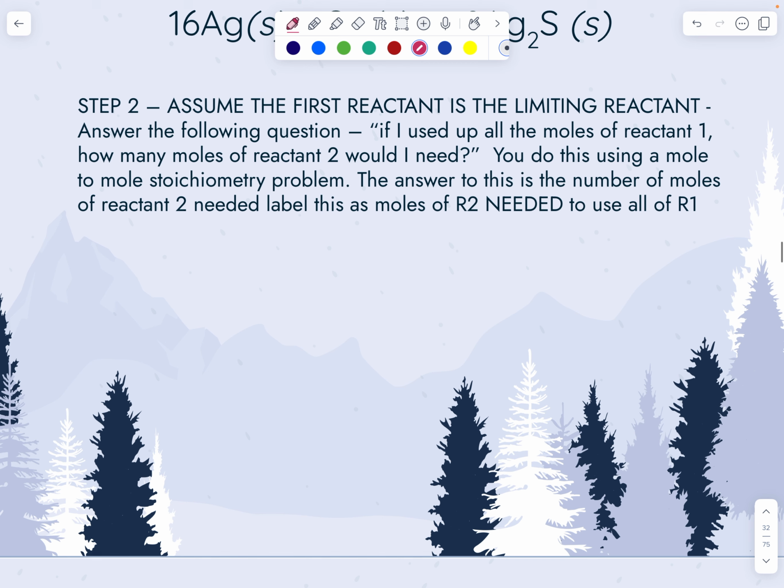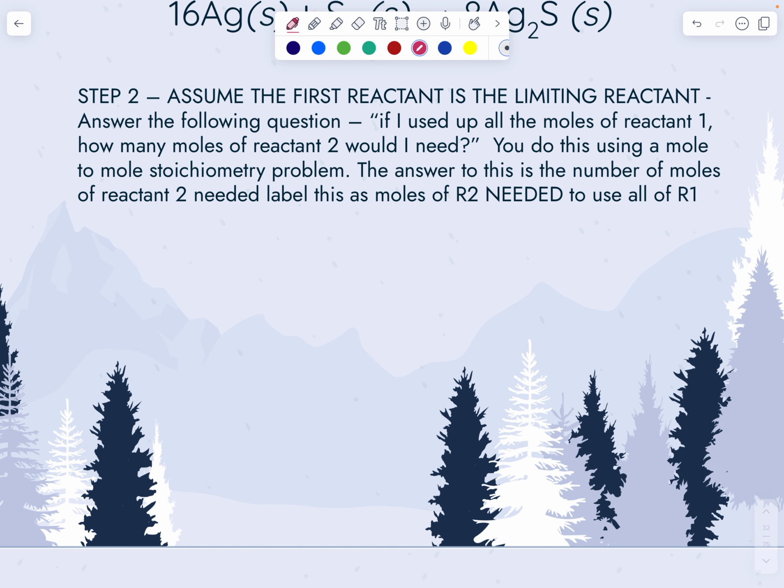So step 2, we're checking to see, is the first reactant the limiting reactant? Is the silver the limiting reactant? So the question I'm asking is, if I used up all of the moles of reactant 1, if I used up all the silver, how much sulfur would I need? So we're going to convert reactant 1 to reactant 2. How much reactant 1 did I start with?